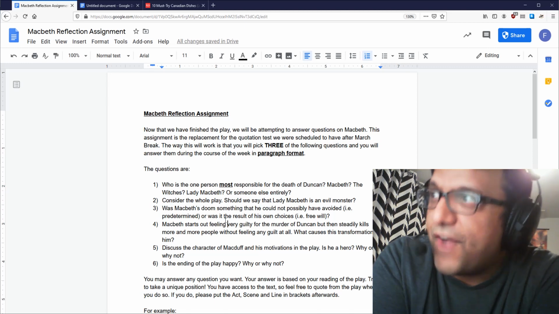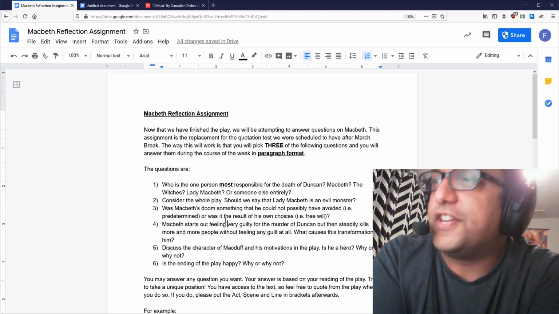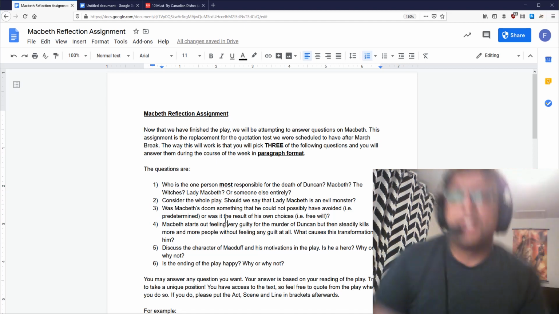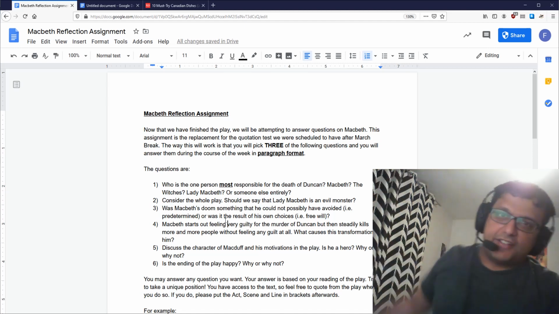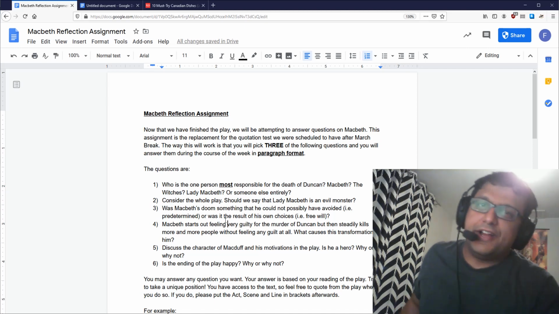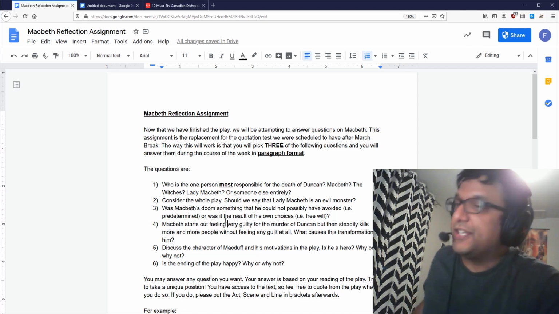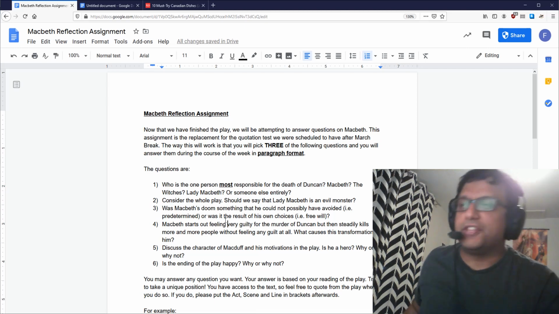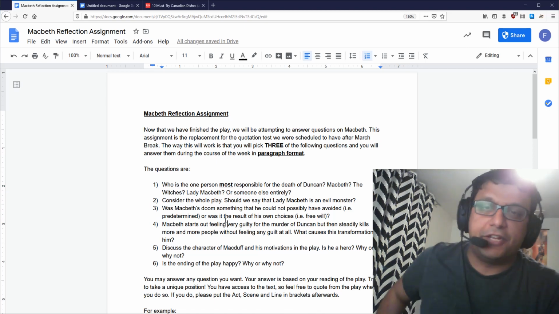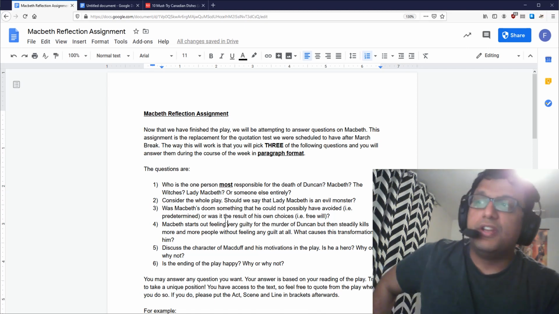Then you have number 5: discuss the character of Macduff and his motivations in the play. Is he a hero? Why or why not? So this question is for all those Macduff fans out there. If you're a big fan of Macduff and want to talk about the things going on with him, with losing his family and everything like that, then this Macduff question, well, that one's for you. So if you think Macduff is a big hero, then this question should be easy for you.